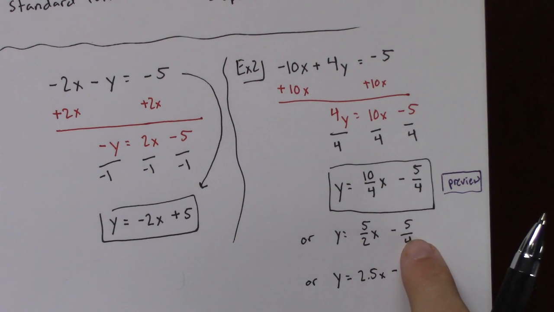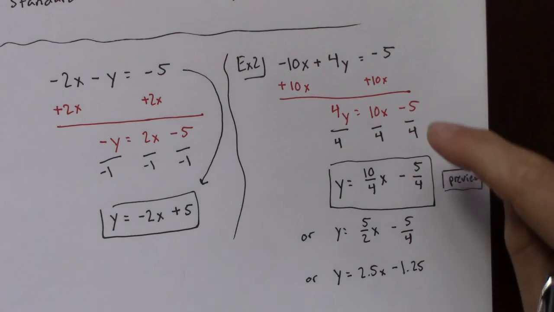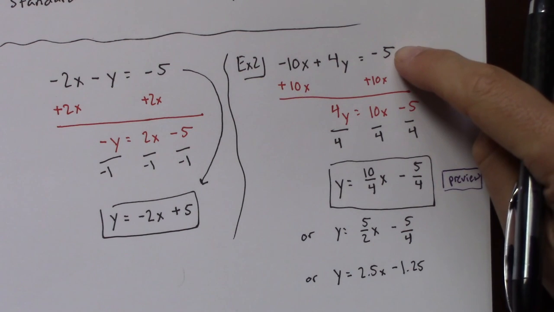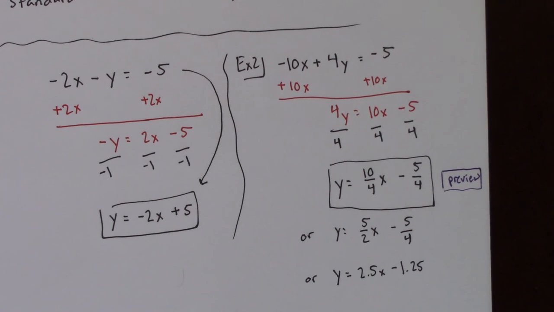We type it in slightly wrong, and the computer's doing its best to understand it, and it's just interpreting it a different way. But in both these cases, we went from standard form just by doing a couple of steps, and we ended up with slope-intercept form.